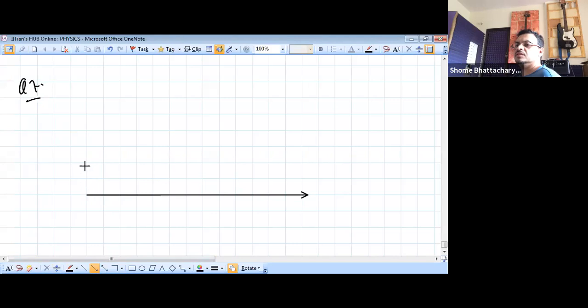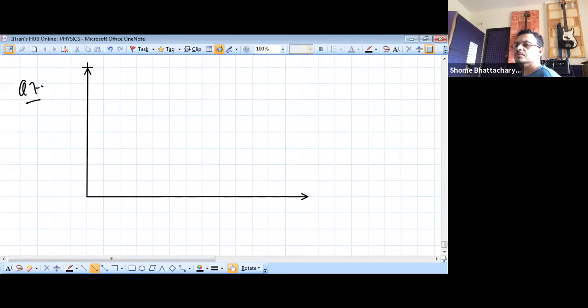In 7, with respect to your xy coordinate frame, a vector A is like this. It is at 30 degrees to the x-axis. Let's say the vector E is like this, and its magnitude is given as 10 units.